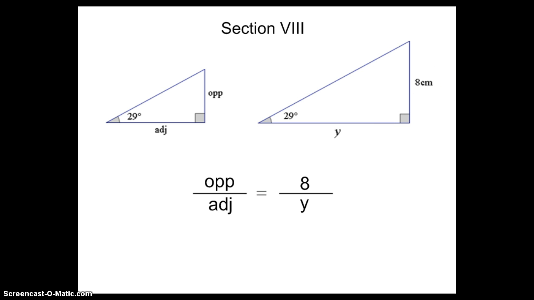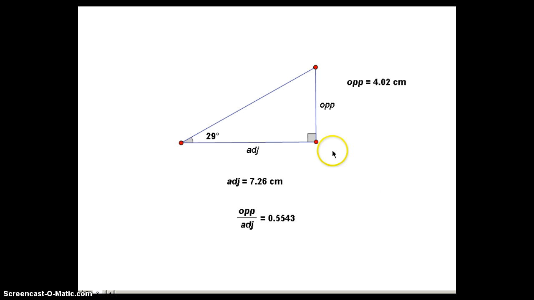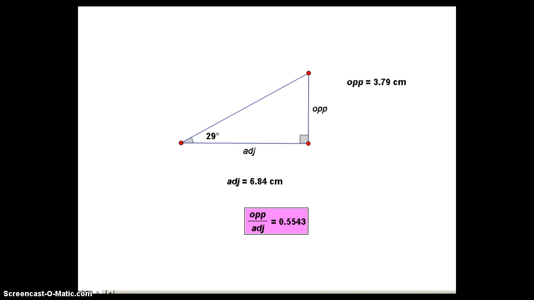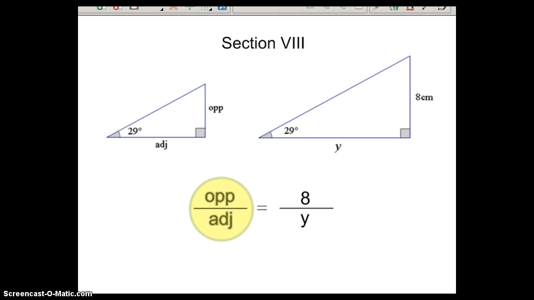And again, if we only knew the value for the opposite over the adjacent, we could just swap that out and substitute it in. Well, it just so happens that we do know the value for the opposite over the adjacent. Now remember, for any right triangle with a measure of 29 degrees, we have the value of the opposite over adjacent as 0.5543. So let's go ahead and swap out the opposite and the adjacent with 0.5543 because they're equivalent.